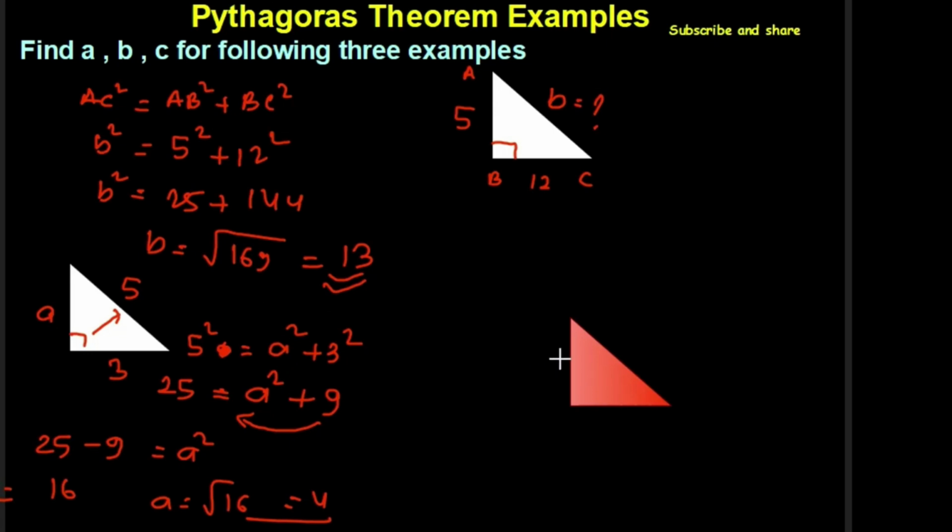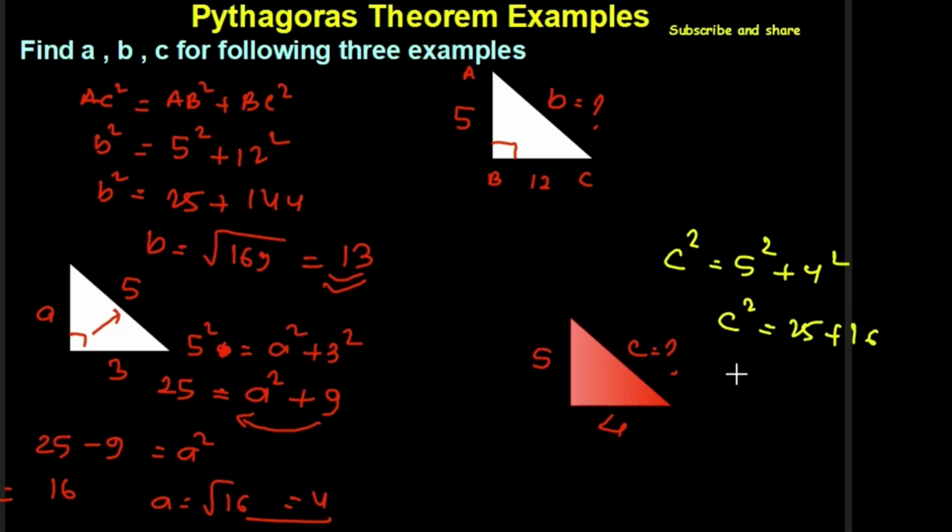Now let's take the third question. Suppose this is 5, this is 4, and they are asking us to find C. So again we use the similar thing. Square of the hypotenuse, which is C in this case, is equal to 5 square plus 4 square, right? So C square is equal to 25 plus 16, which is 41. When we put the square on the other side, it becomes a square root. So C is equal to the square root of 41, which is about 6.4 units, centimeter or meter, whatever the values given.